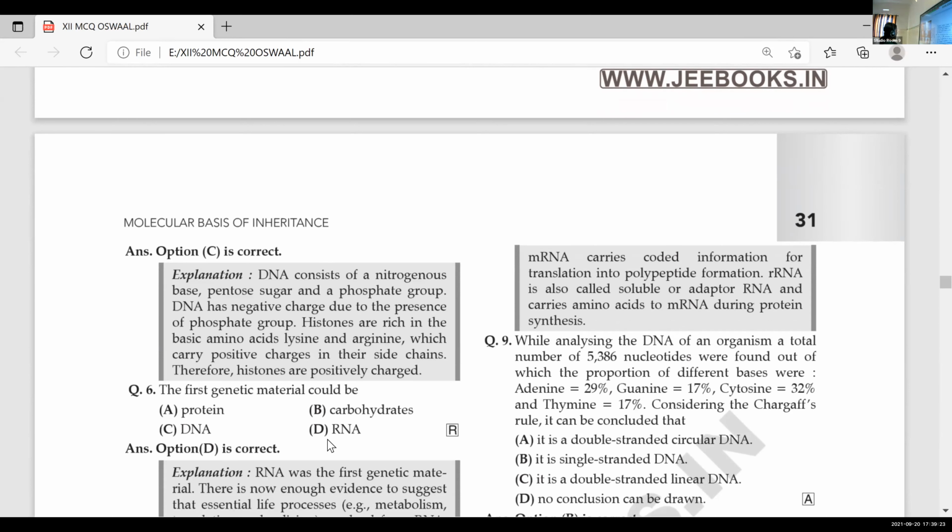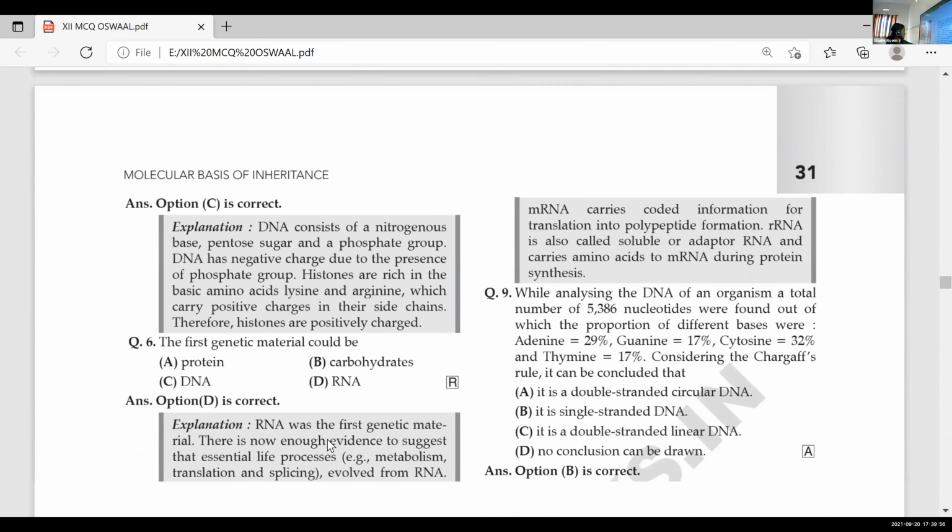Double stranded or single stranded? If it is double stranded, the percentage of adenine should equal thymine and that of guanine should equal cytosine. But this is single stranded. Did you understand what I meant? If it is double stranded, the percentage of adenine should be the same as thymine and guanine the same as cytosine. When the percentages are different, that means it is single stranded. Twice we had seen the same question.